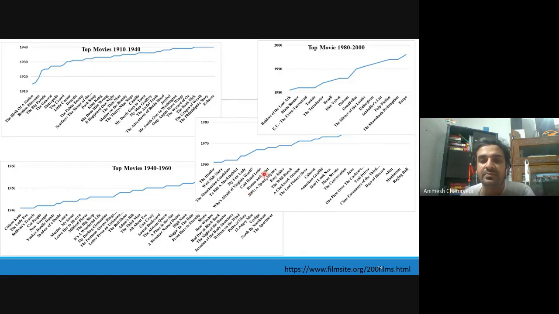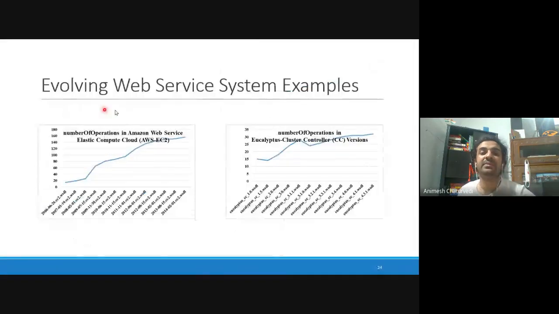The next, evolving web service systems. You have various versions of software. Software would also have web service systems. Web service systems are also kinds of software, and they have various versions, and these versions could also have special kinds of interfaces, or we can say files or artifacts. One of them is WSDL.